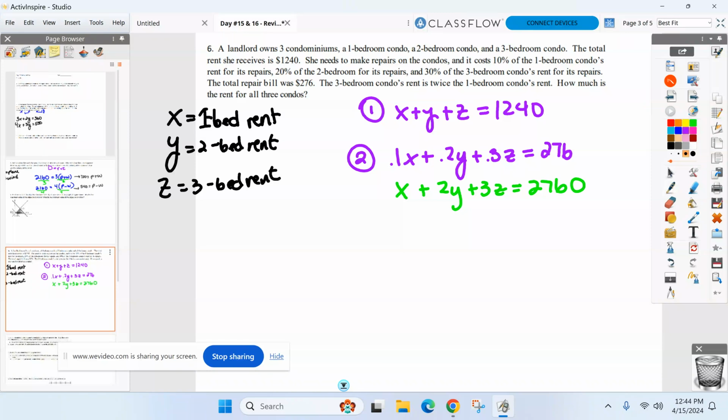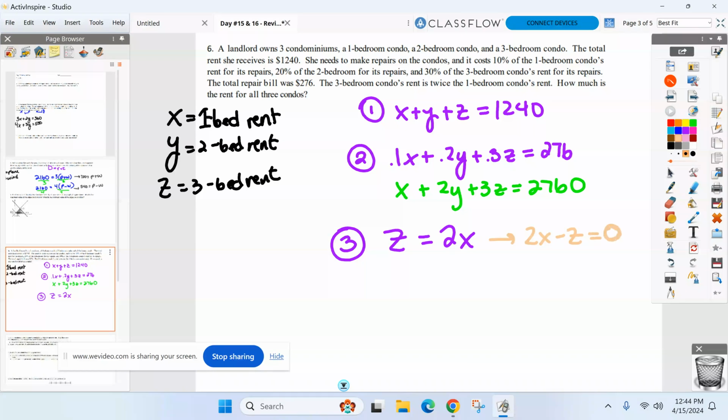And then how about that third equation? 3 bedroom rent, twice the 1 bedroom. What do we call 3 bedrooms rent? Z. So Z is twice the 1 bedroom's rent. Z equals twice the 1 bedroom. So 2x. I would probably move 1 variable over so it's equal to 0. So if you want here, you can have this be 2x minus z equals 0.